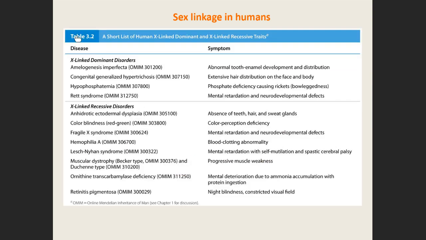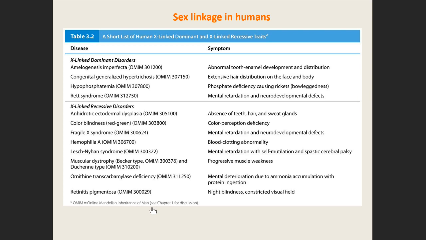Finally, a table showing some X-linked dominant and X-linked recessive traits. I'm gonna let you look at this if you're interested. And just a quick comment here. You see these OMIM numbers, OMIM, and I point that term at the bottom of the table, stands for Online Mendelian Inheritance in Man. You can Google for that. You get to the site, and it is a database of human genetic diseases.